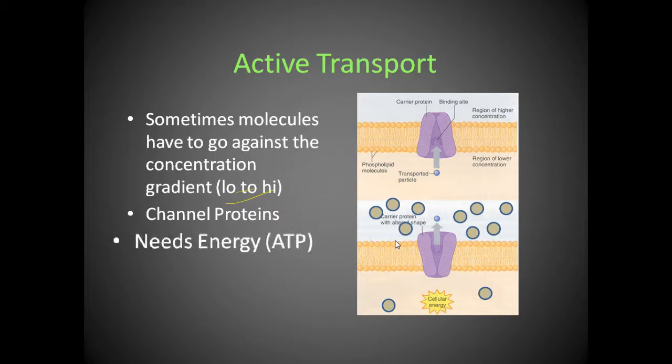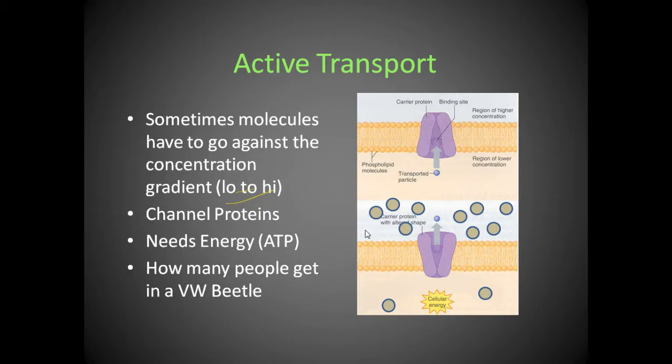So again, if you look over here, we're going to need energy. So again, I gave you the example of the VW Beetle, and here it comes. Now watch what's going to happen. Here we have a high concentration on this side of the membrane. Here we have a low concentration. So what's going to happen? In order to get things to move into or out of the cell, we're going to have to use energy to do that. We're pushing that molecule against the gradient. So that is active transport.